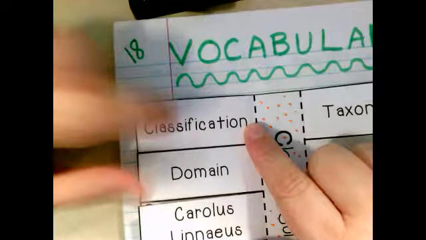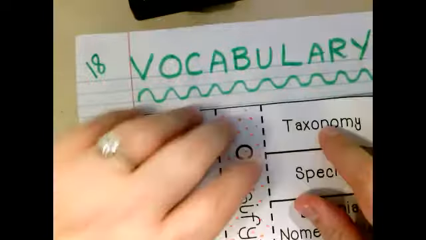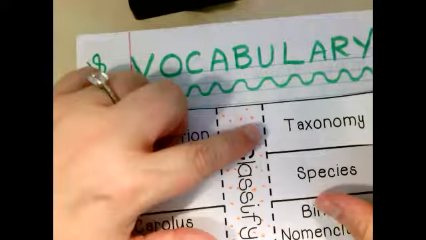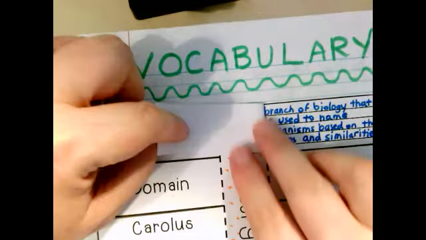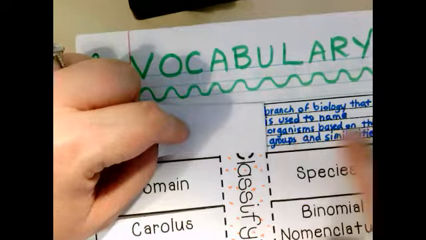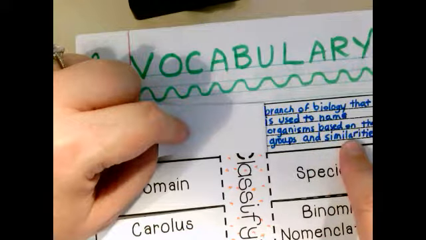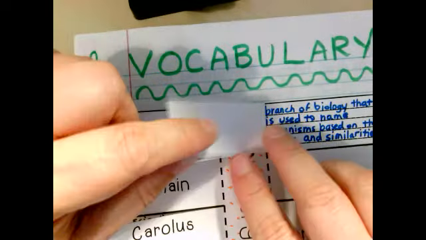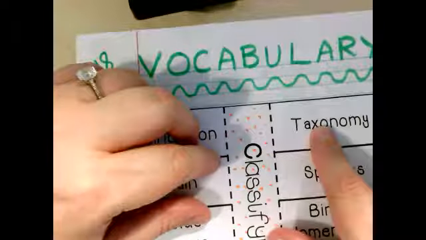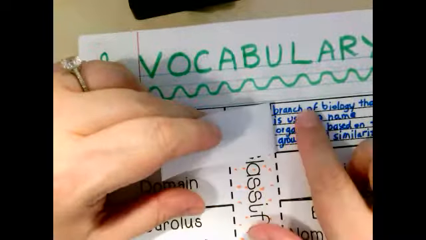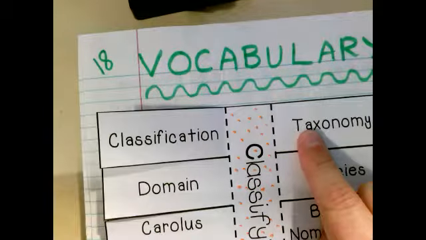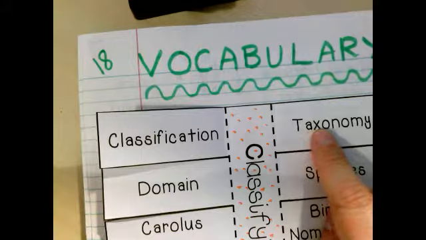Then we're gonna skip over and we're gonna go from left to right here, and we're gonna look at the word taxonomy. A taxonomy is a branch of biology that's used to name organisms based on the groups and similarities. So this is actually a kind of scientist. It's a branch of biology. This is a kind of science. So taxonomy is a kind of science that you can study.